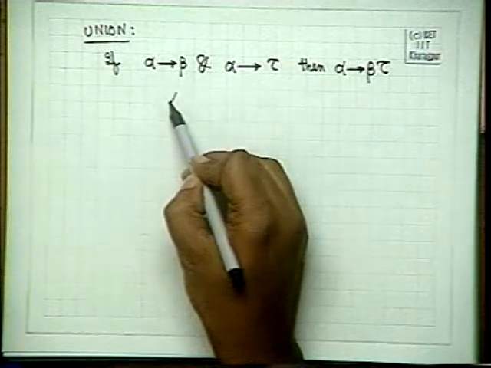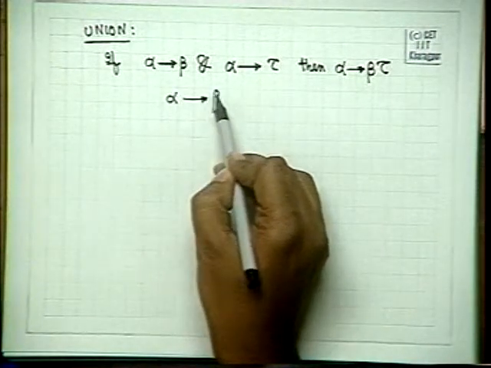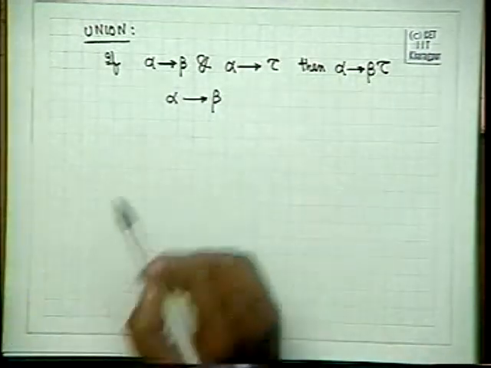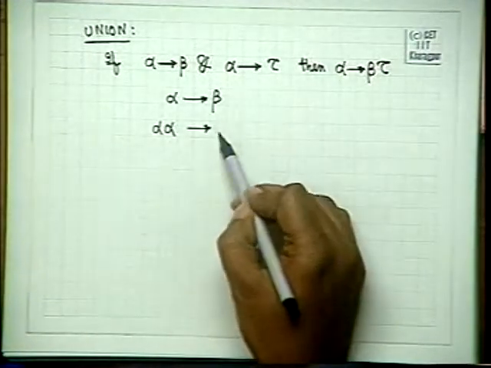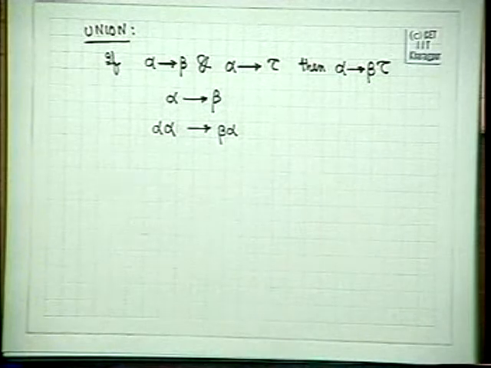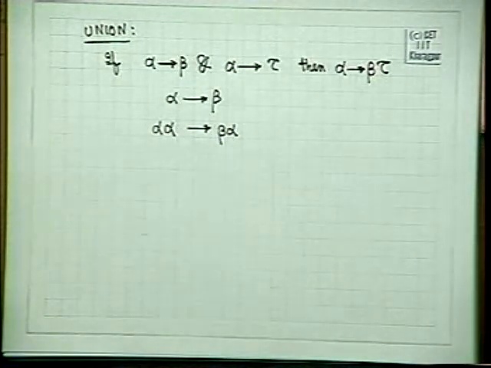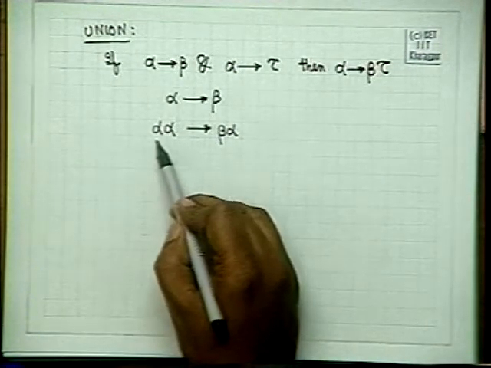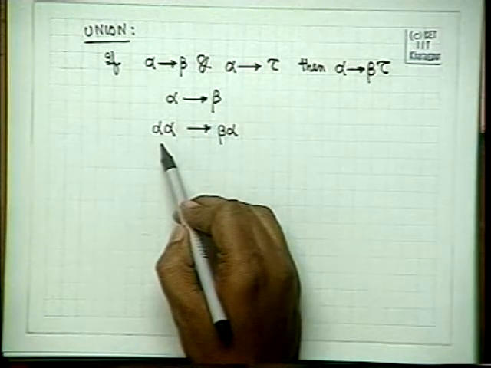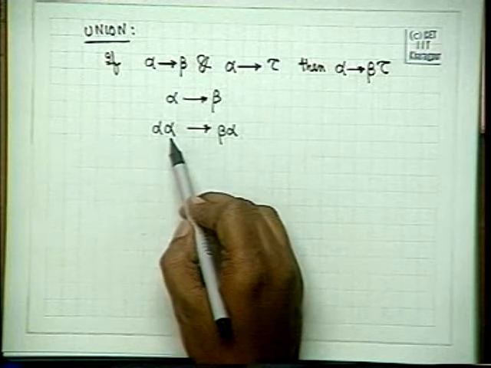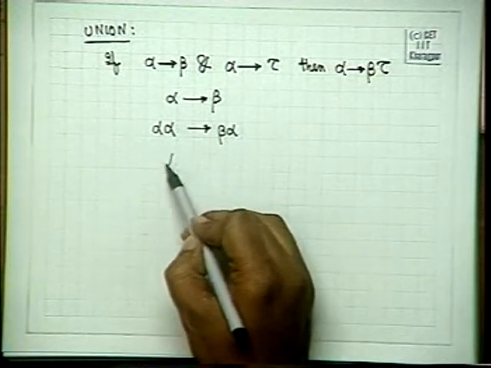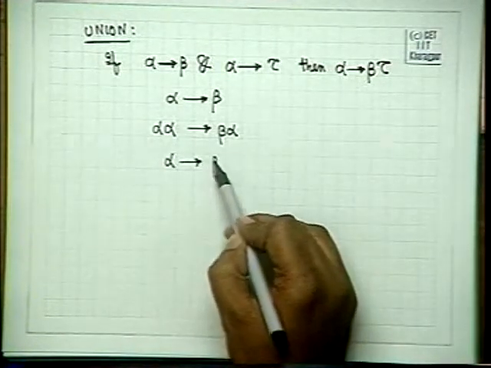From Armstrong's axioms we have this holds. Using the augmentation rule, we have alpha alpha to beta alpha. Now alpha alpha, this is a set, so alpha alpha is the same as alpha. So this means that alpha to beta alpha holds.